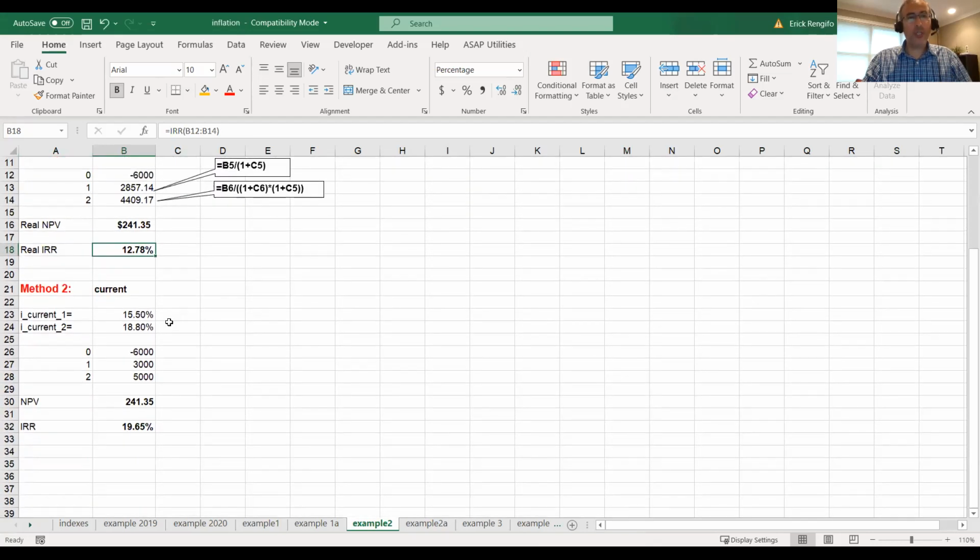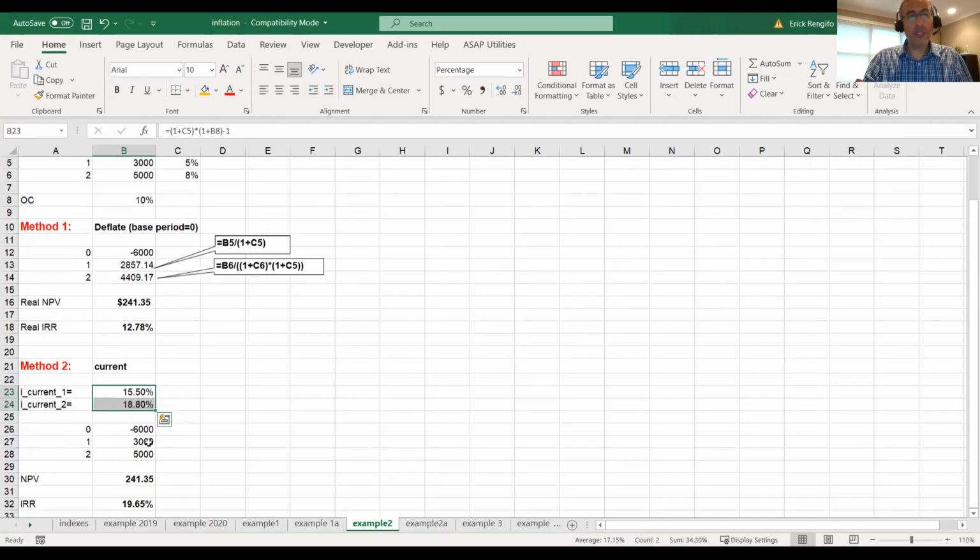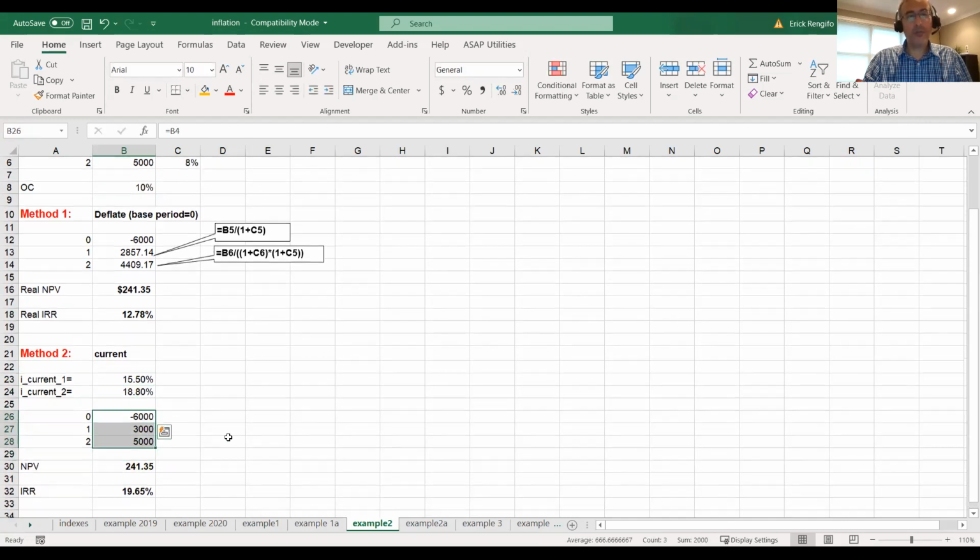If I use the current one, so what I do here, remember, is simply multiply the inflation times the opportunity cost, 1.05 times 1.1 minus 1. This is the first one. And the second one is going to be 1.08 times 1.1 minus 1. And then you get 18%. So these are current terms. This is a current cash flow.